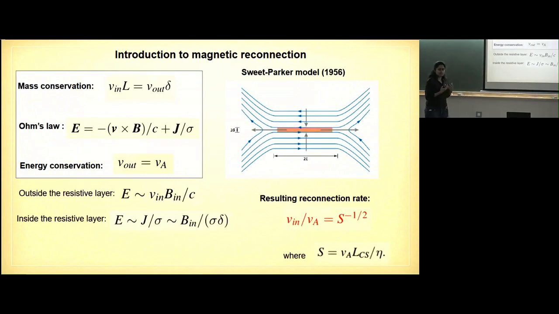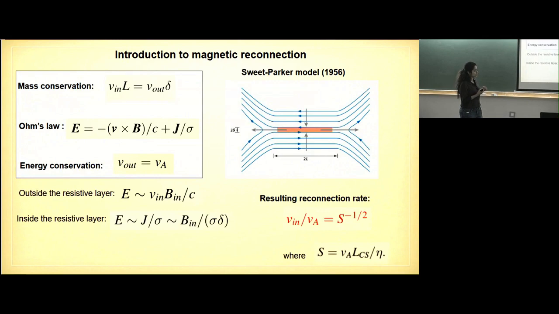So Sweet and Parker introduced the first ever model of reconnection in 1956. This is a 2D model in steady state. Here's the picture of what is going on. We have oppositely directed magnetic fields, and there's a current sheet in between. This current sheet has the dimensions of 2 delta and 2L. And we can get an estimate of the reconnection rate from the following considerations.